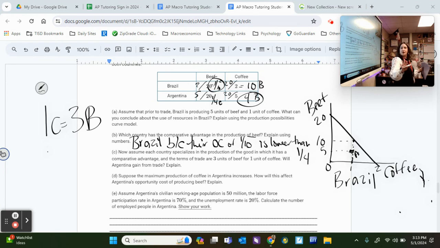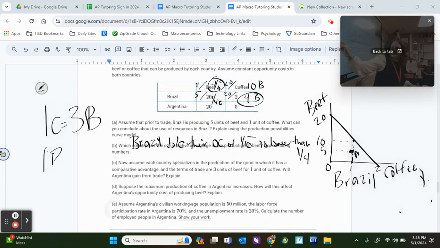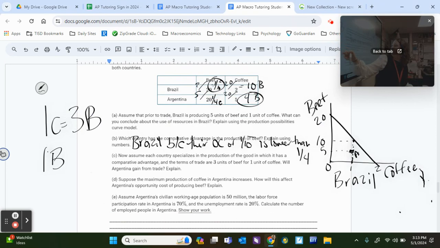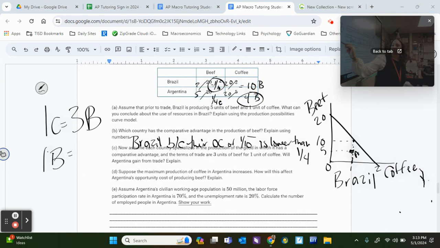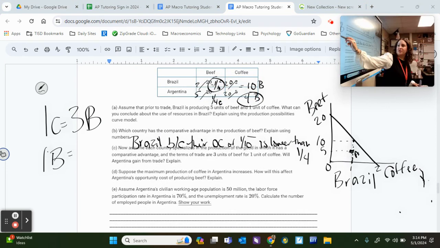No, that's no different. But I also want to do its reciprocal because I need to know. Do I need to know its reciprocal? 1 unit of coffee, 1 coffee. Yeah, I need to do its reciprocal because this only tells me the coffee column, and I need to know both. So 1 coffee costs 3 beefs. I need to know what 1 beef is going to cost. Okay, what does 1 beef cost? 1/3 of a coffee. Okay, wherever the 1 is, that's the column that you look at.